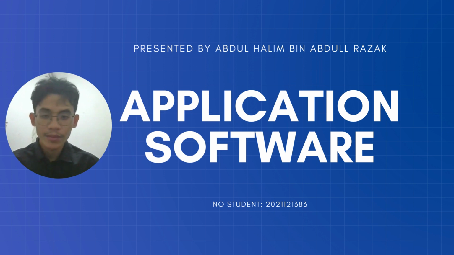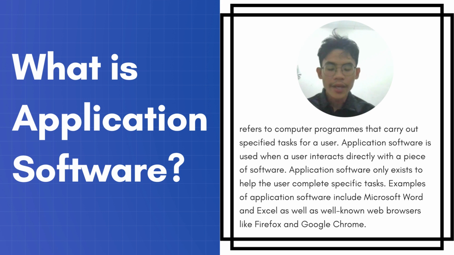My name is Abdul Halim bin Abdul Razak and today I'm going to present about what is application software. Application software refers to computer programs that carry out specific tasks for a user. Application software is used when a user interacts directly with a piece of software. Application software only exists to help the user complete specific tasks.